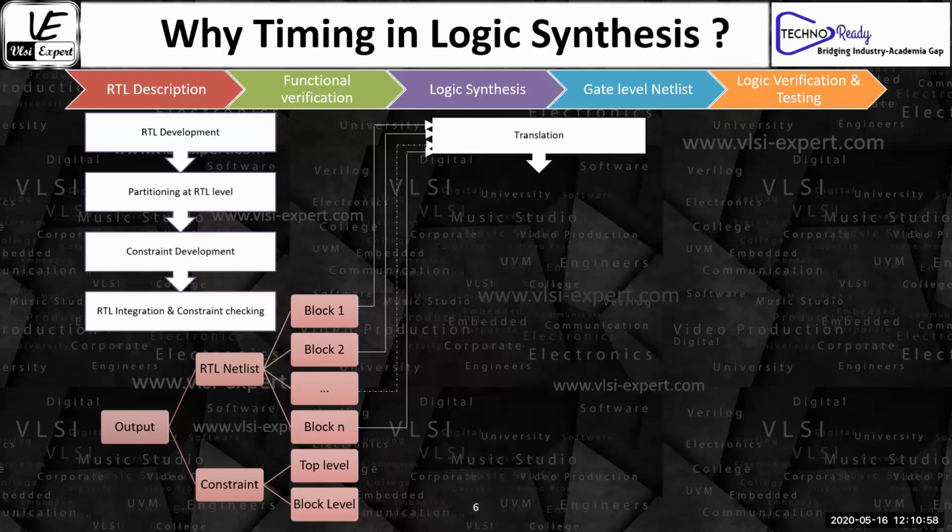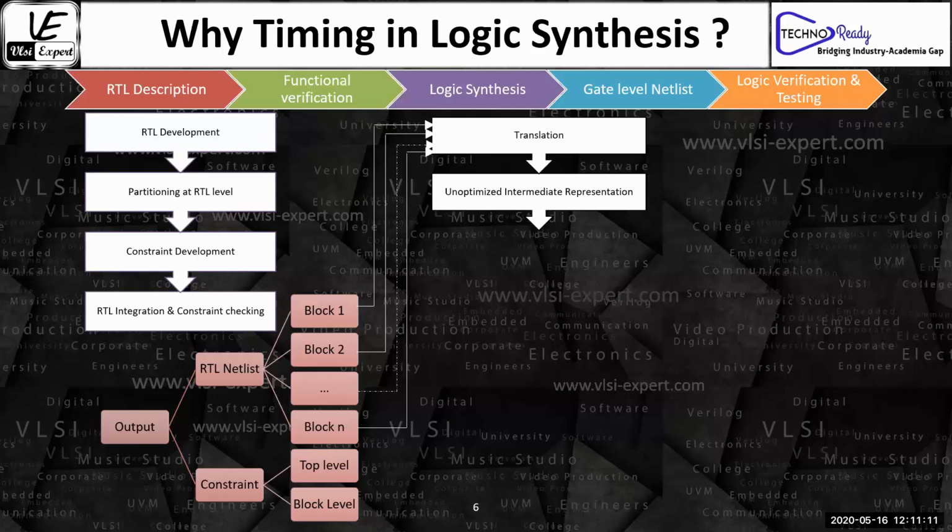we need this particular process as fast as possible. So that means we don't want to compromise with that particular thing. So what happens during the synthesis process? First, we translate all these A dot B into some unoptimized intermediate representation, and then come up with a first level of gate level netlist.